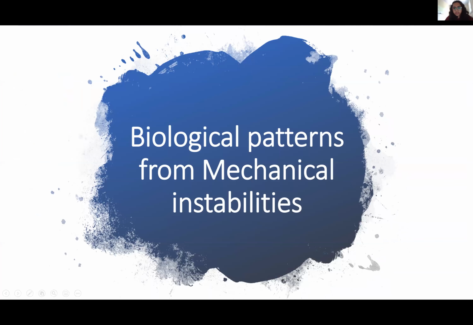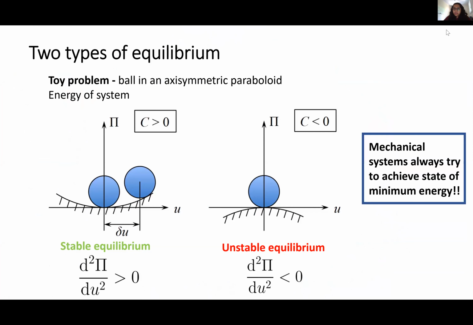Yeah, so today I'll be talking about how mechanical instabilities cause biological patterns. First we'll look at what these mechanical instabilities are, and then we'll develop how they occur in biological systems and, as a result, how patterns are formed. We initially consider a toy problem to study the two kinds of equilibrium.